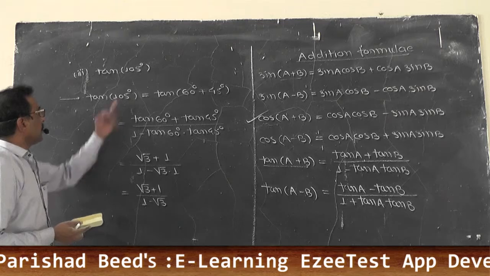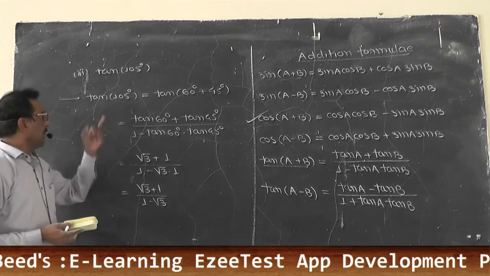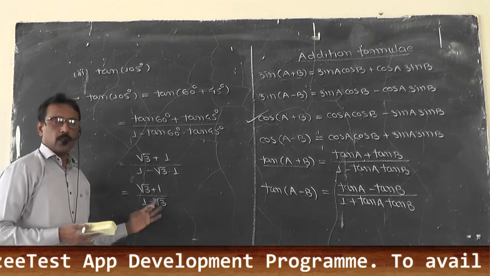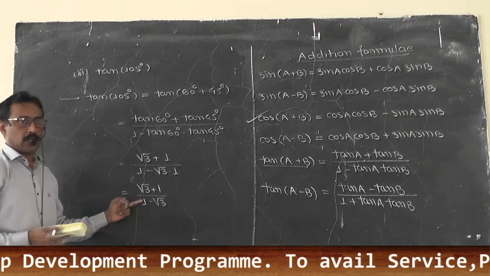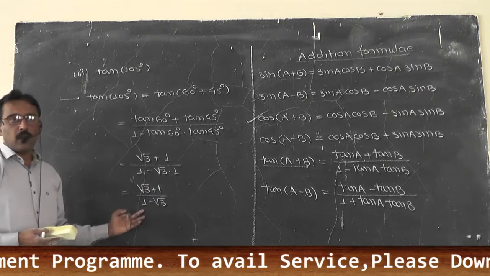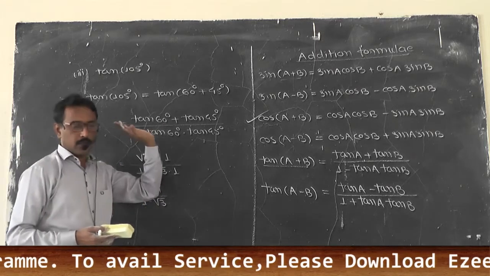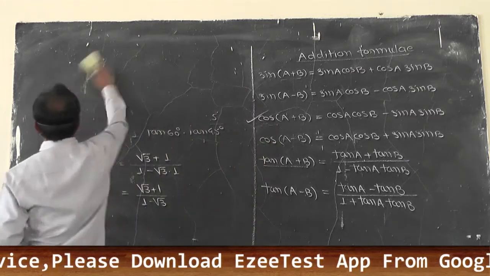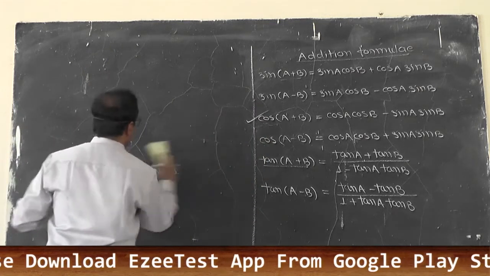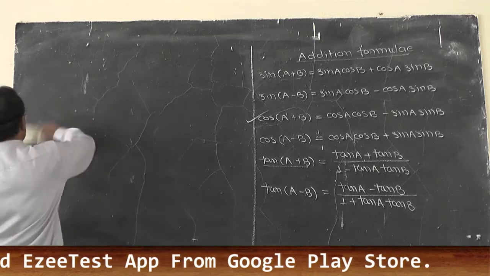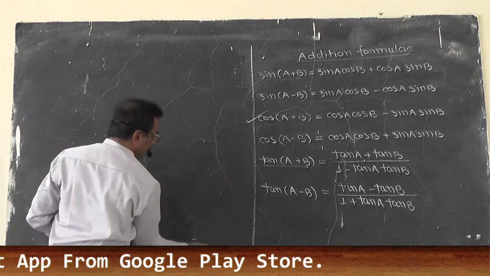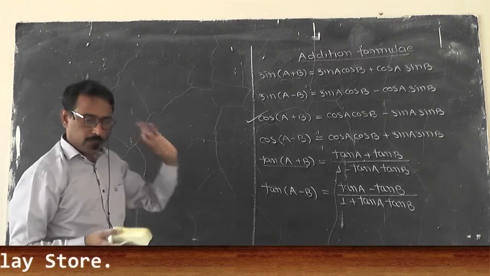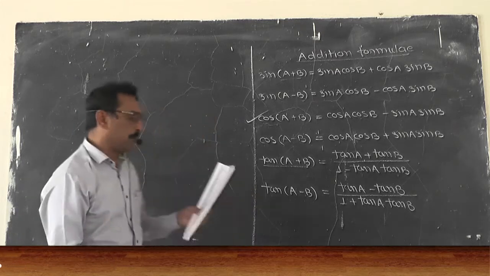We have found the value of tan of 105 degree, and by using this formula we are getting the answer root 3 plus 1 upon 1 minus root 3. Those students who are interested in rationalizing can rationalize this, or this is your final answer. Let it be. We will take one more example here. For all the students who have a clear concept about this addition formula, this chapter is a very straightforward and simple chapter.